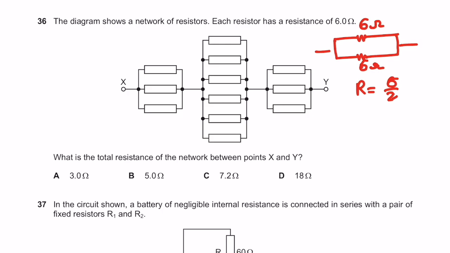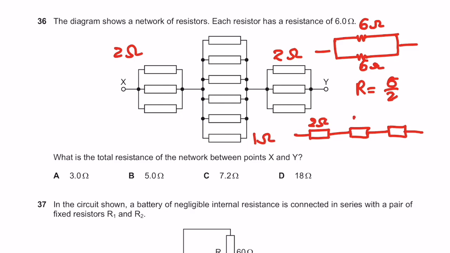So this resistance here is 3 of 6 ohm resistors in parallel, so I can write it as 2 ohm, right? 6 divided by 3. This also 2 ohm. And this 6 divided by 6, 1 ohm. So we can reduce this situation into only 3 resistors: one is 2 ohm, the other one is 1 ohm, the other one is 2 ohm. In series, R total is just add them together, right? 2 plus 1 plus 2, 5 ohm. Answer is B.